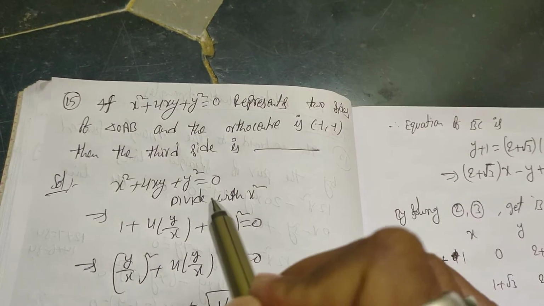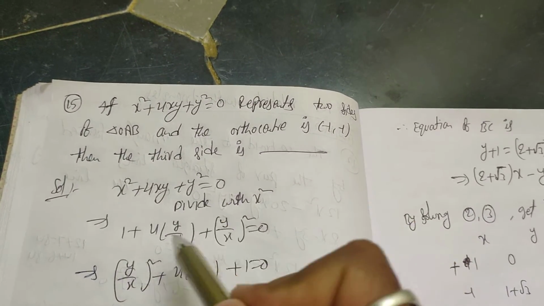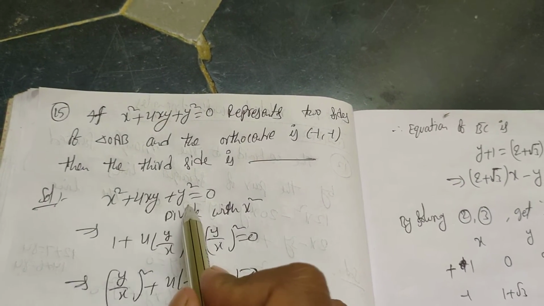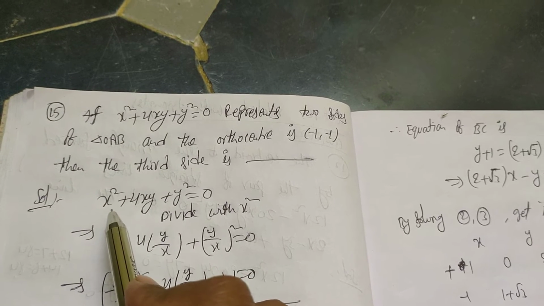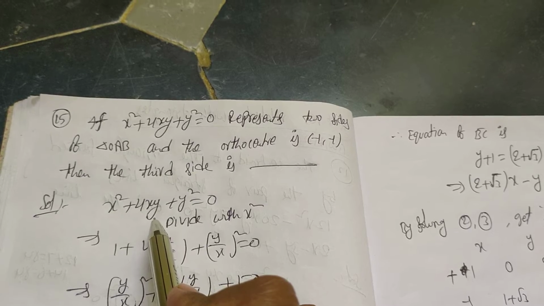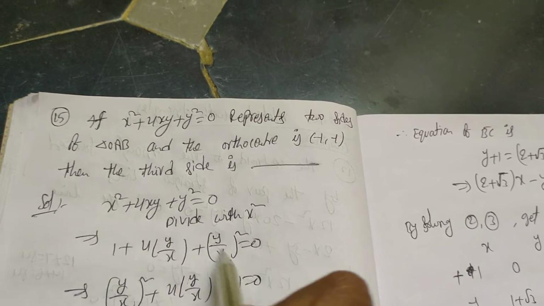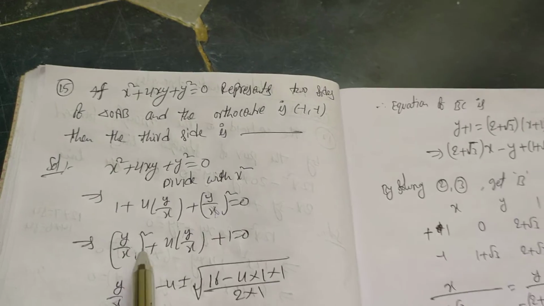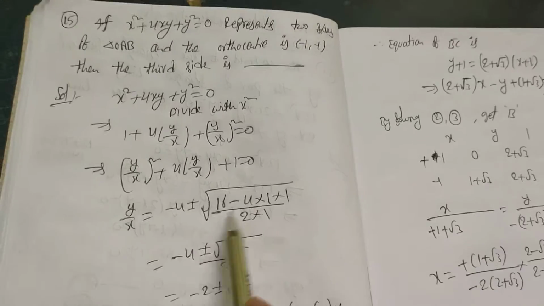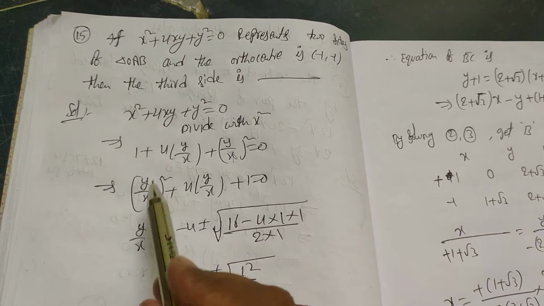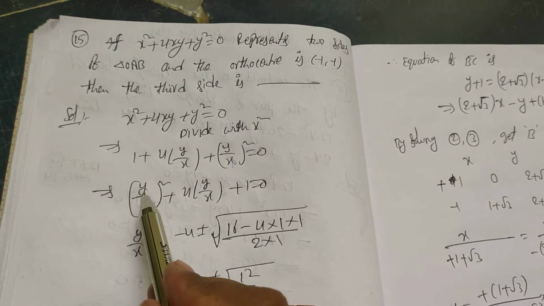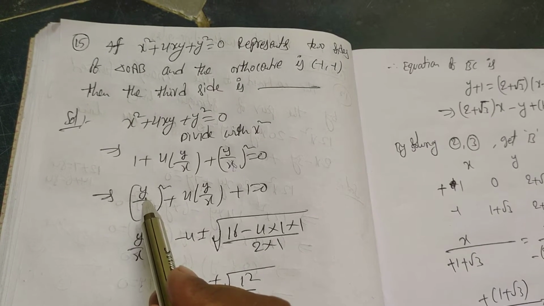So whenever you have an equation like that, I am using a procedure: the entire equation, divide with x square. When it is divided with x square, we get 1 plus 4 times y by x plus y square by x square, that is y by x whole square. This is a quadratic equation in terms of y by x. y by x whole square plus 4 times y by x plus 1 is equal to 0. So let us consider this as ax square plus bx plus 1 is equal to 0. If it is x, you write y by x.